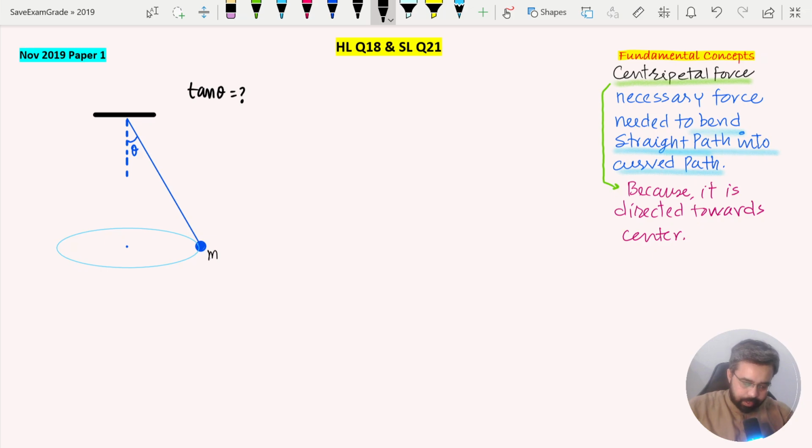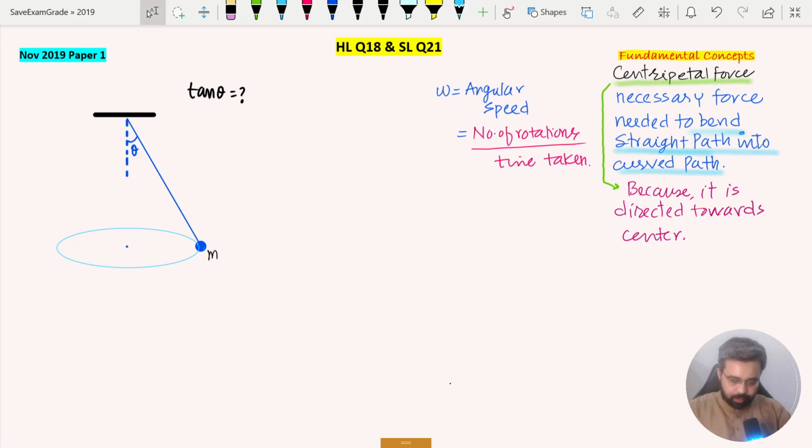So what is omega? Omega tells us how fast or slow a body rotates per unit time. So this is a simple understanding of omega. And now, first of all, we have to make a free body diagram.